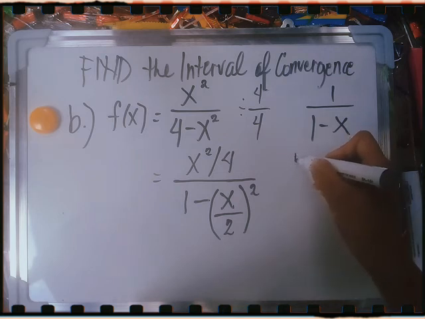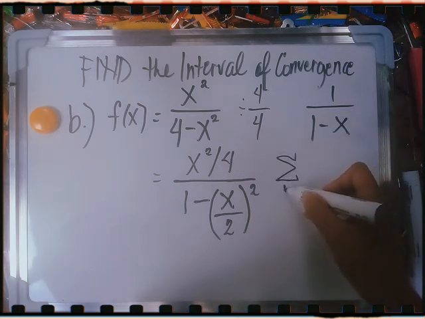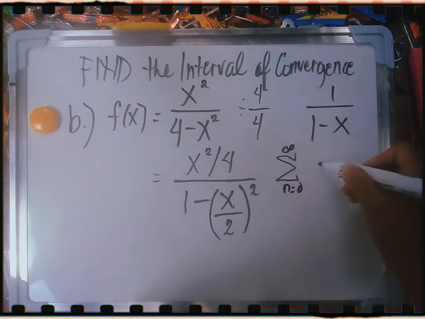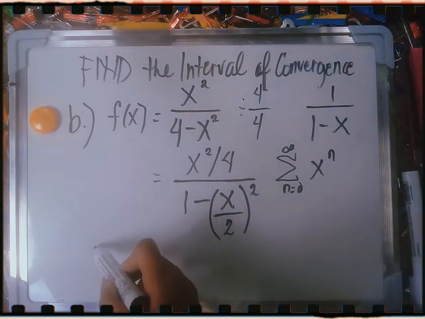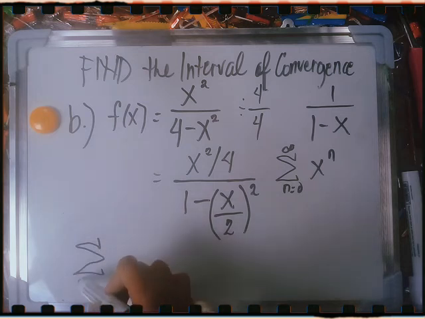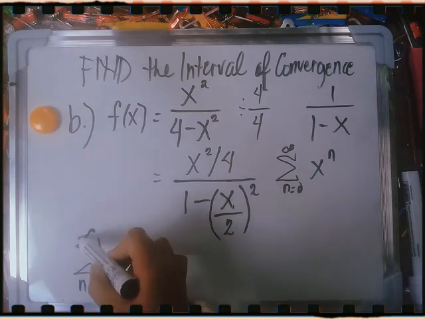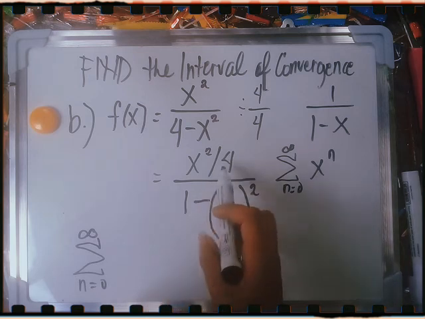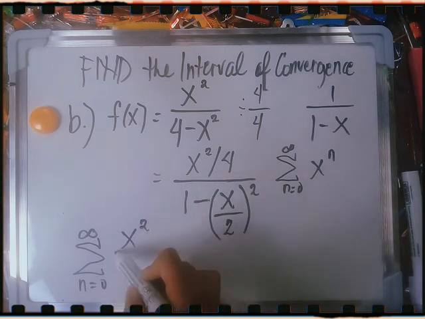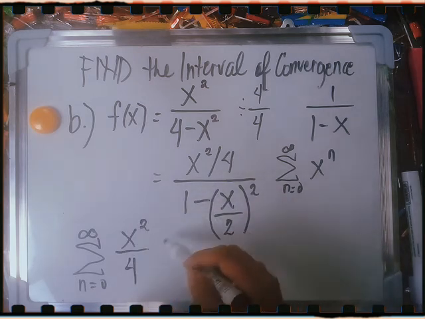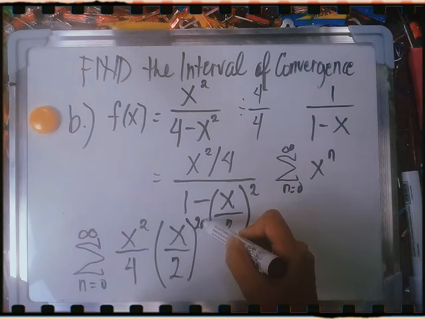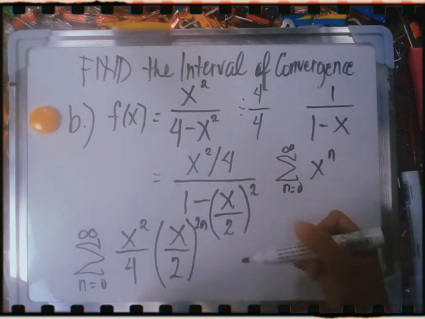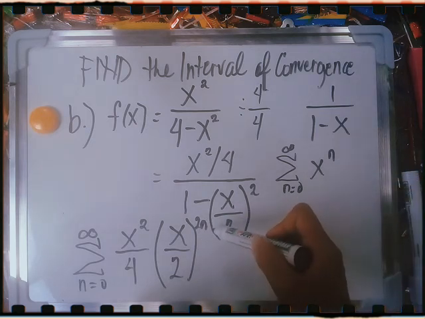Ito, pag ginawa natin sa power series, ay magiging x raised to n. So, we have here the series as n is equal to 0 to infinity of, meron tayong x squared over 4 sa numerator. So, isasama natin siya times etong x over 2 raised to 2 times n, since may n pa doon. So, ito yung series na nakuha natin.